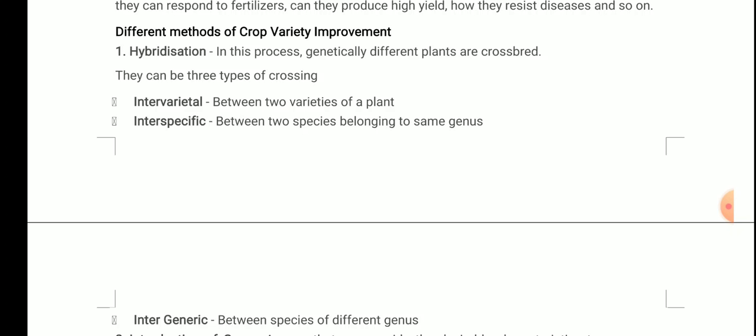So in crop variety improvement, what do we do? We first decide the characteristic. For example, how well they can respond to fertilizers, how they can produce high yield, or how they resist disease, etc. And then we decide how it can be done. Hybridization is a method through which the three things come, intervarietal, interspecific, intergeneric, and with the help of this we can carry out this process.